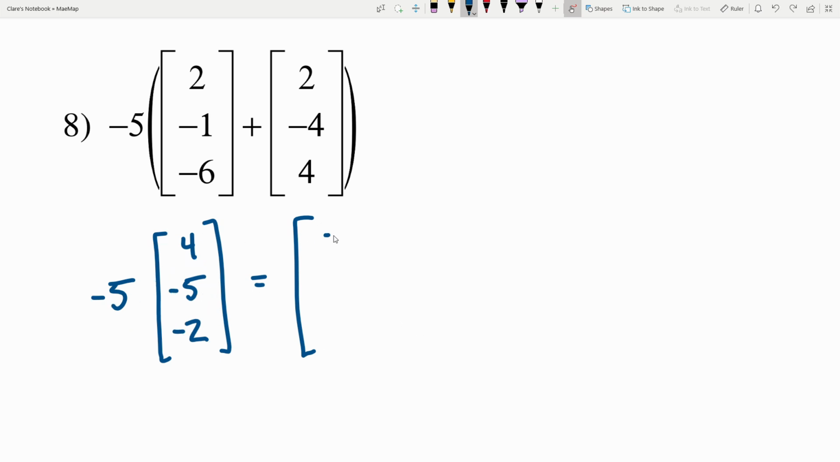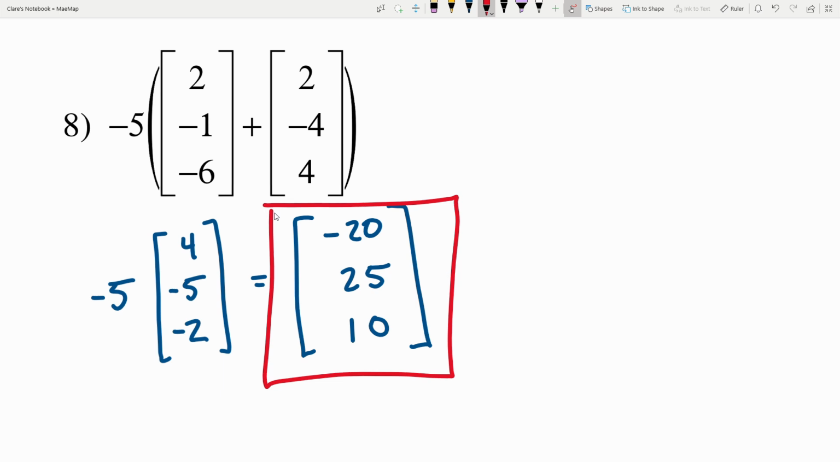-5 times 4 is -20. -5 times -5 is a positive 25. And -5 times -2 is a positive 10. -20, 25, 10 is my solution in number 8. Now, let's move on to that second page.